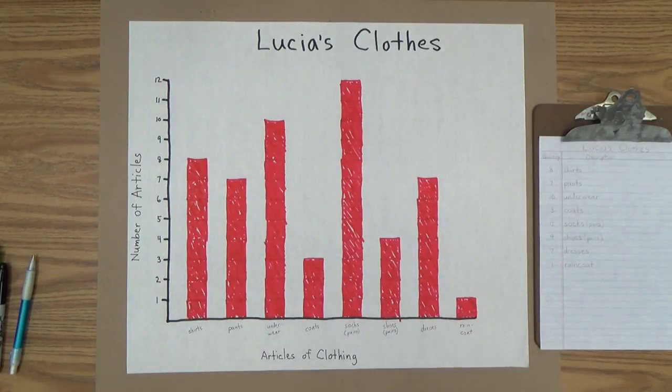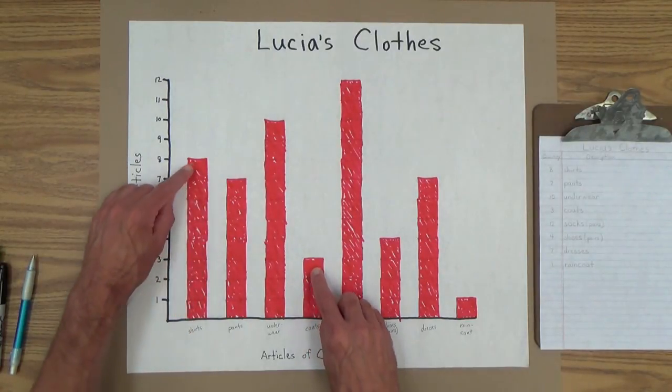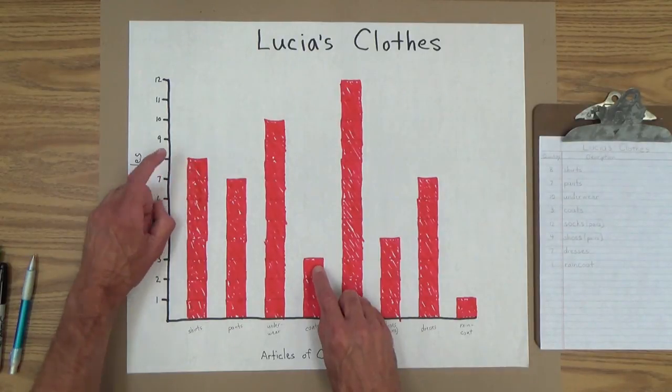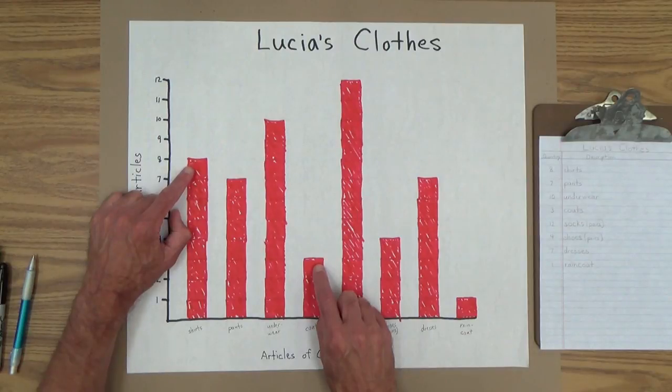You could ask a question, do you have more coats than shirts? And in that case, Lucia would have to find coats, shirts, and compare the height of the 2 columns. And of course, she'll look and she'll say, well, look, I have more shirts than I have coats. I have 8 shirts, but I only have 3 coats.